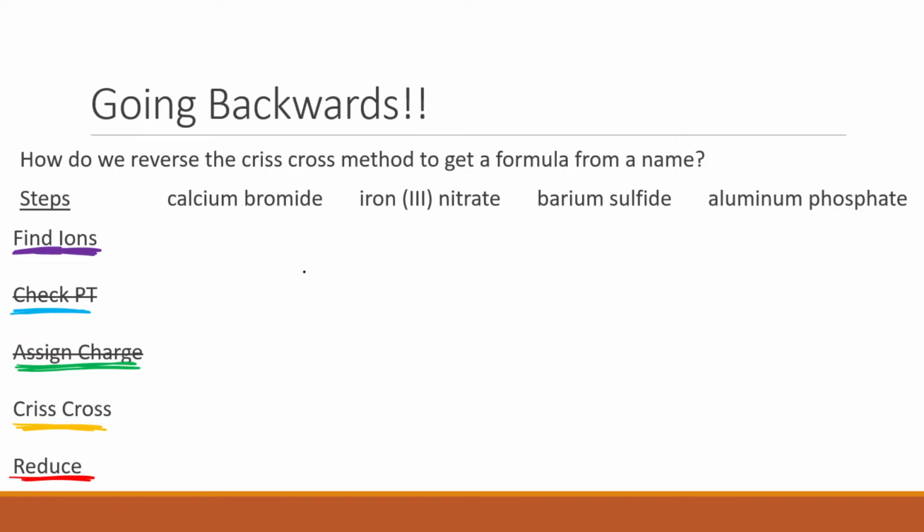I see calcium bromide. Okay, that doesn't really give me a whole lot, so I'm going to try to look at the periodic table. I'm going to find calcium. Bromide came from bromine. So I'm going to find calcium and bromine and see what they tell me. All right, so we take a look at the periodic table.